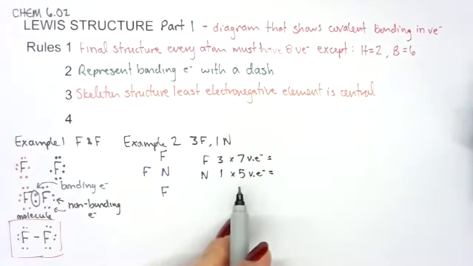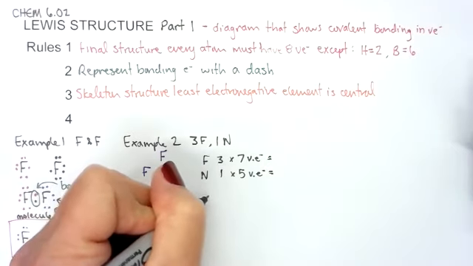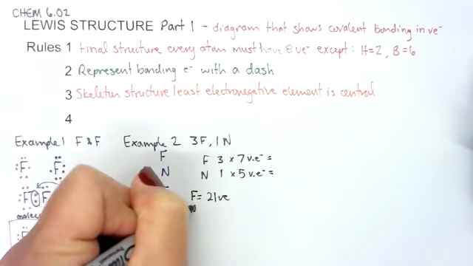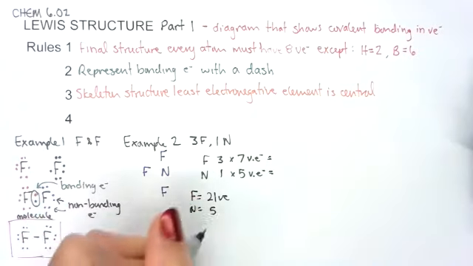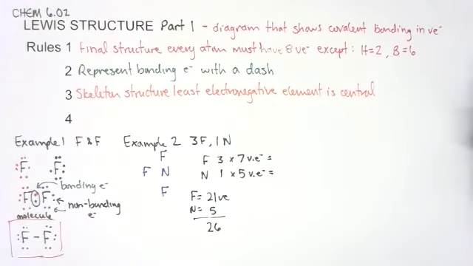When I calculate this, I'm going to have to come down here. I don't want to get into the next column. 7 times 3 is 21. So I'm going to have 21 valence electrons from fluorine. My nitrogen is going to contribute 5. So I can't have more than 26 valence electrons here.